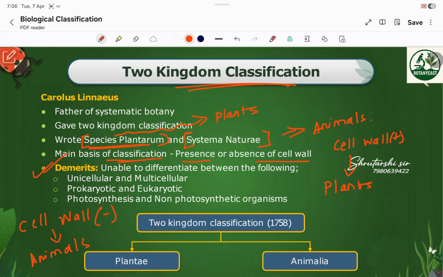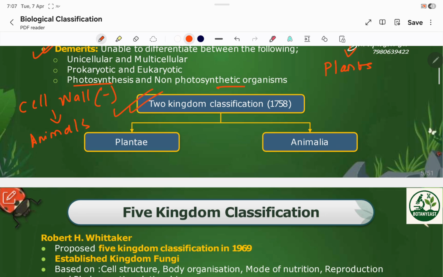So there were a few demerits. That's why the two kingdom classification also failed. What were they? It was unable to distinguish between the unicellular and multicellular, the prokaryotic and eukaryotic, the photosynthetic and the non-photosynthetic. Okay. See, this was the system of two kingdom classification.